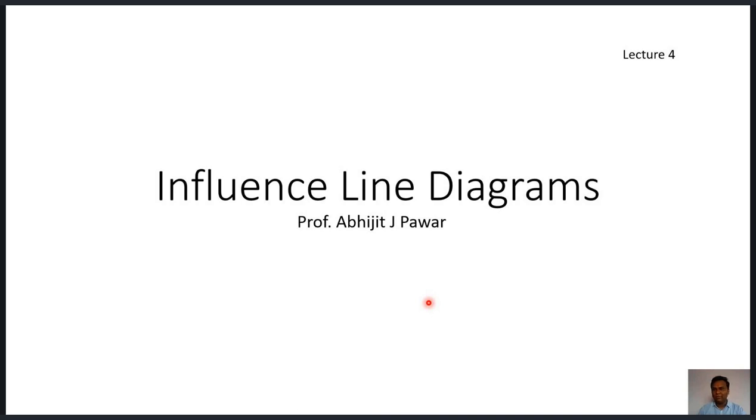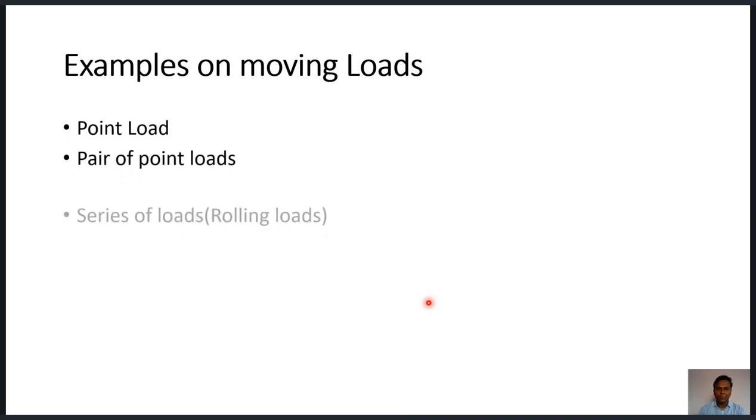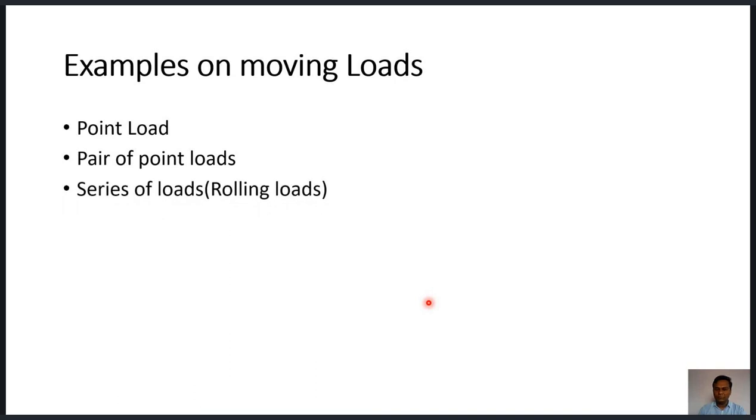Now in this video lecture, we will discuss the applications of influence line diagrams for a beam subjected to live loads. Now let us discuss some examples on moving loads. There are different types of moving loads when a beam is subjected, like a point load, a pair of point loads, a series of loads. It is also called rolling loads.